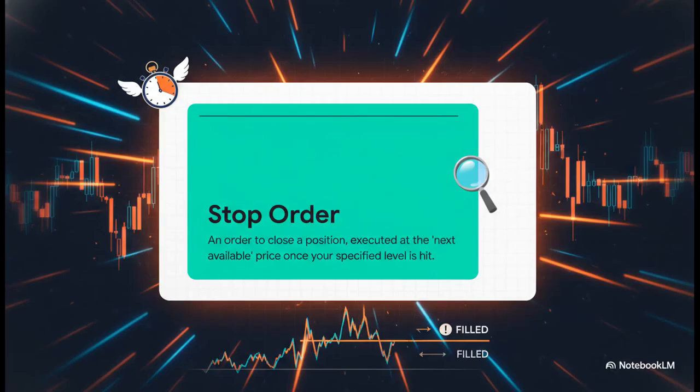Now let's talk about the stop order. This is your execution specialist. This order is completely different. When the market hits your price, this thing basically turns into a screaming market order. It's yelling, get me out of this trade right now. I don't care about the exact price, just get me out at the very next price available. It guarantees you get filled, but you have to accept whatever slippage might come with that guarantee.